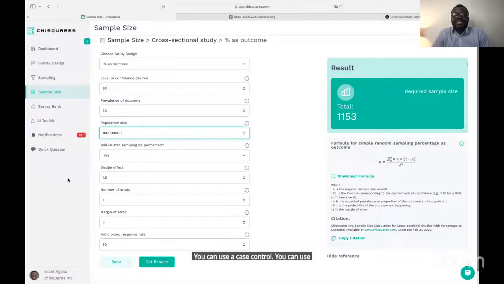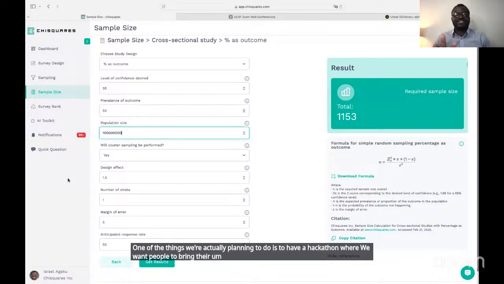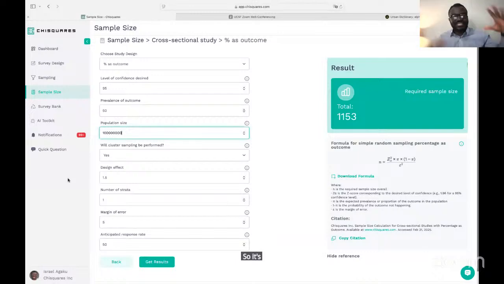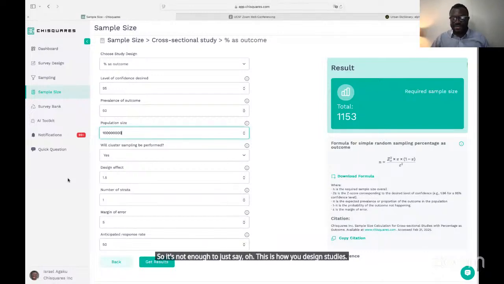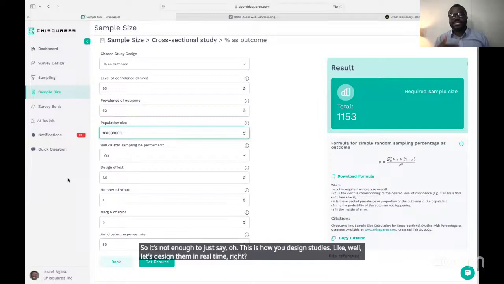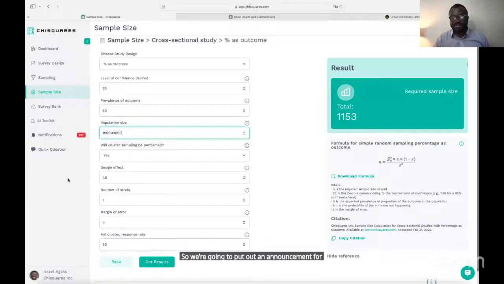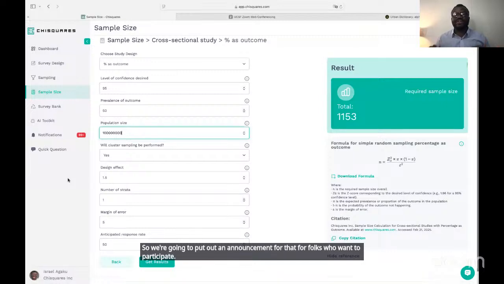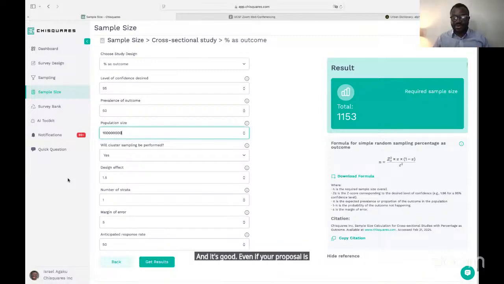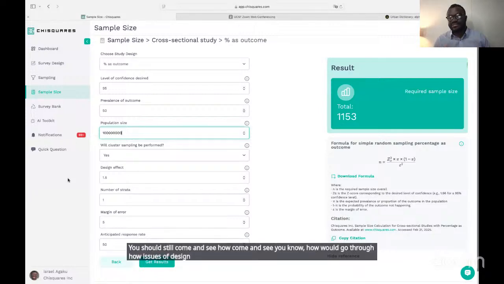The context matters, right? One of the things we're actually planning to do is to have a hackathon where we want people to bring their study designs, but the questions have to be very interesting and complex questions, and we can design them in real time, right? It's not enough to just say, this is how you design studies. Let's design them in real time. We're going to put out an announcement for folks who want to participate. And even if your proposal is not the one that we review, you should still come and see how we go through issues of design and what practical considerations we have.